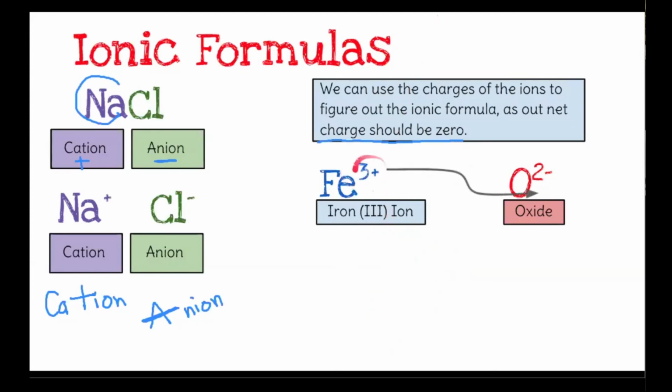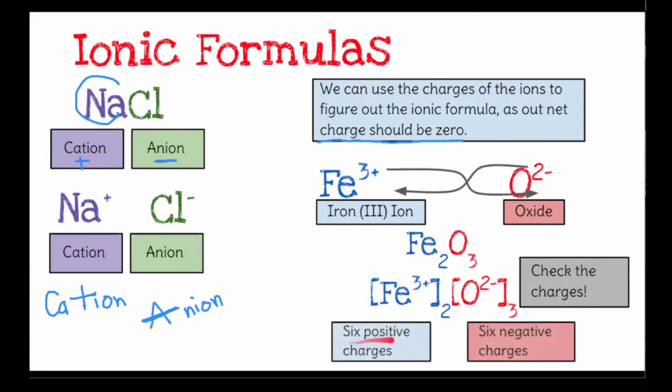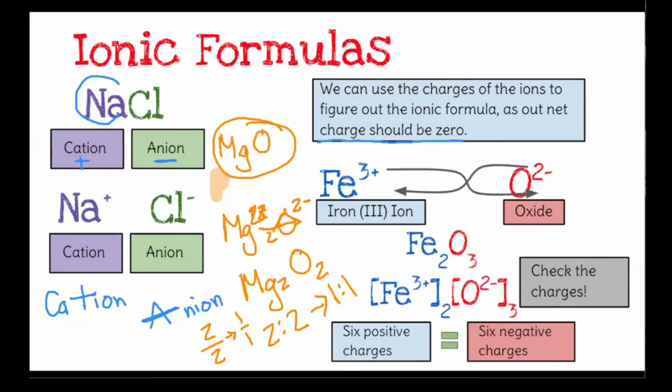Whatever my charge is on my cation, I'm going to put it as my subscript on my anion, and whatever my charge is on my anion, I'm going to put as my subscript on my cation. It'd be Fe2O3. I'm going to check my charges real quick. I put them in brackets just so I can see there's 2 of this with 3 charges and 3 of this with 2 negative charges. Altogether here, I have 6 positives and 6 negatives. Those are equal, so I know that my ratio is correct. But that is it for the information I have for you guys on types of bonds and how we read chemical formulas.